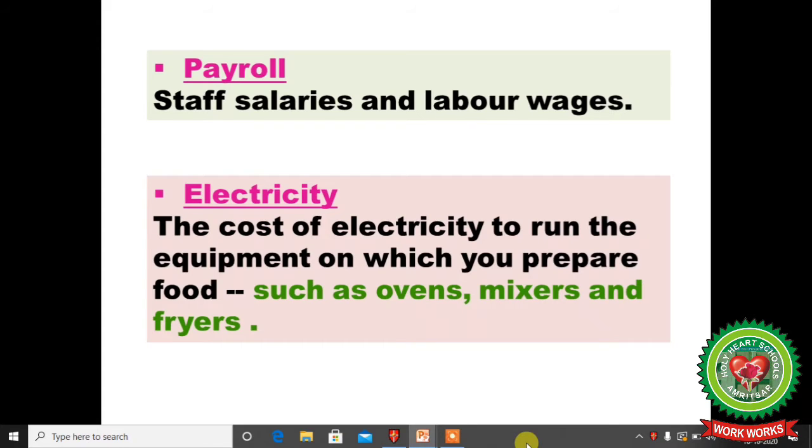Then payroll, like staff salaries and labor wages, and for electricity the person also pays the cost of electricity to run the equipment on which the food is prepared, such as ovens, mixers and fryers. So these are all the expenses and the cash paid by Ronak, and the cash received from the various goods.